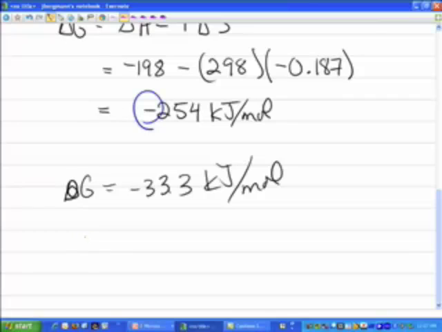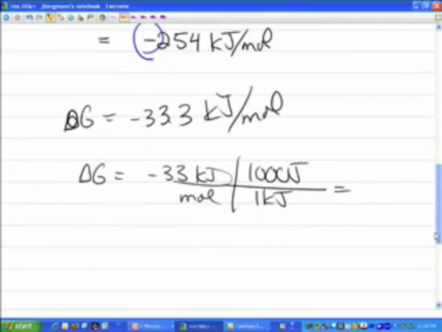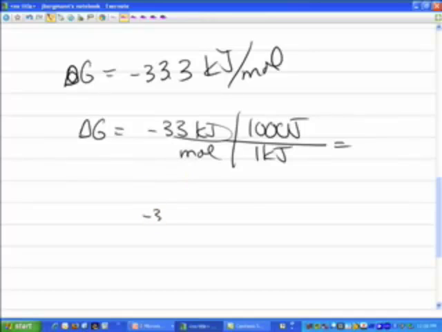Okay, so now here's something important: delta G is negative 33.3 kilojoules per mole. Now we've got to convert that to joules per mole. 1 kilojoule is 1,000 joules. Now you'll see why I need to do that. I can do that without a calculator. That would be negative 33,300 joules per mole.